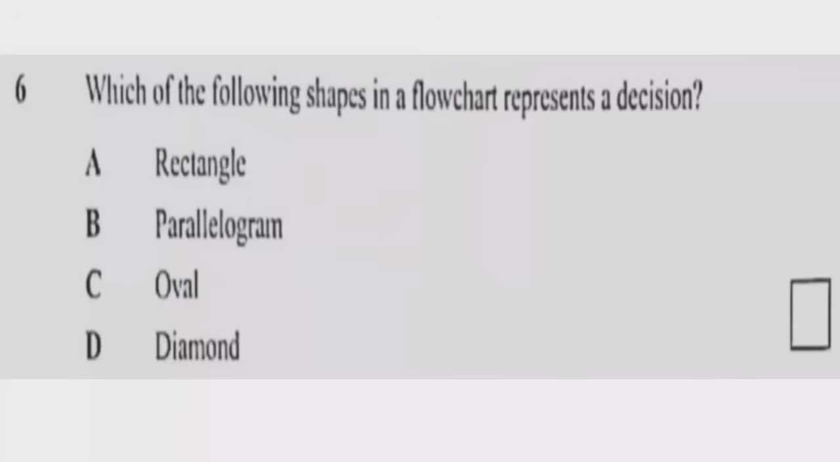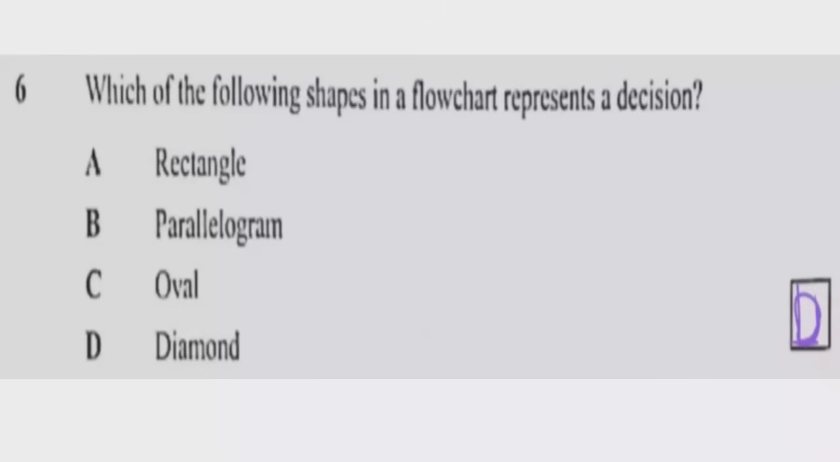Come to question 6, which is: which of the following shapes in a flowchart represents a decision? In a flowchart, the shape that represents a decision is D, diamond. So the correct answer is diamond. You write D like that in the box. Make sure you record your answers just like that. So D is the shape that represents a decision in the flowchart.